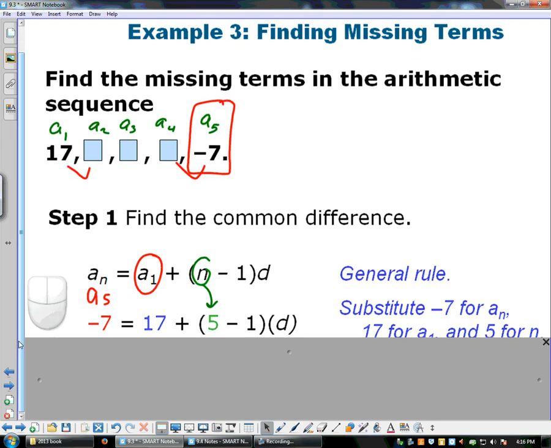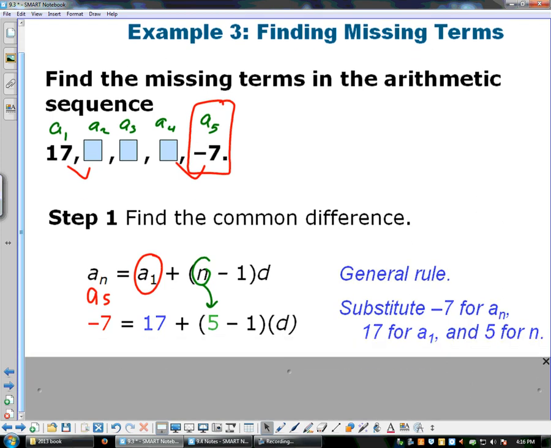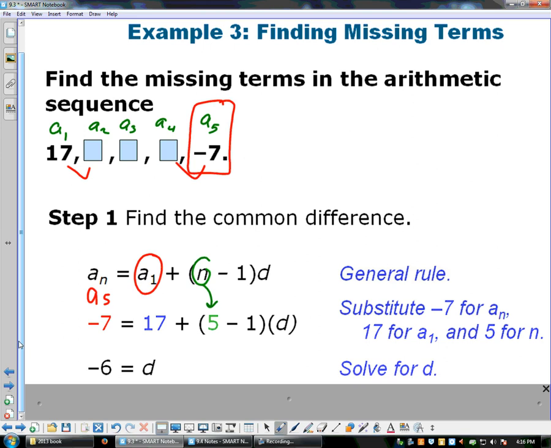Cleaning this up in my parentheses, so I'm going to subtract the 1, and I'm going to move over the 17, so I would end up with, going through a couple steps here, negative 7 is equal to 17 plus 4 times d. I would subtract 17 over a little bit, maybe some work on the side. Negative 24 is equal to 4d. And dividing both sides by 4, you find out that your common difference here is going to be negative 6.